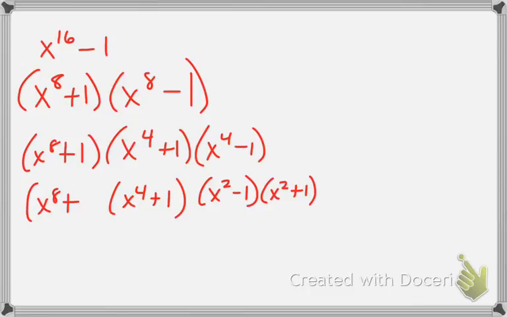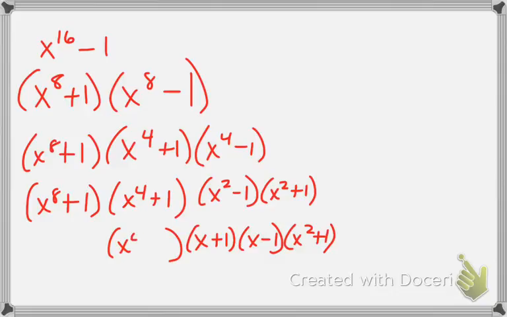Why am I still happy? Because it goes even further, doesn't it? Which one goes further? X squared minus 1. Goes to what? X plus 1 and x minus 1. Good. And again, it doesn't matter what order you have them in. You just need to make sure you have all of your factors. Can any other ones go further? No, thank God. Now we're done.